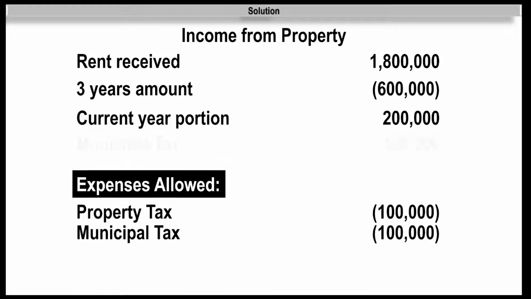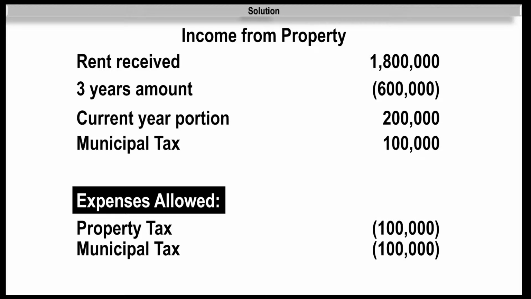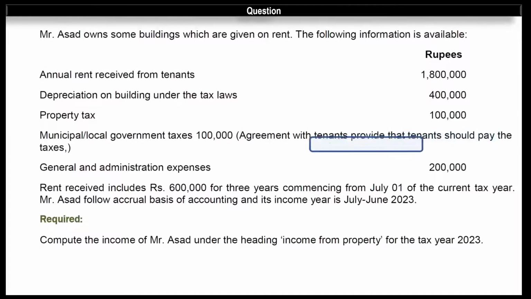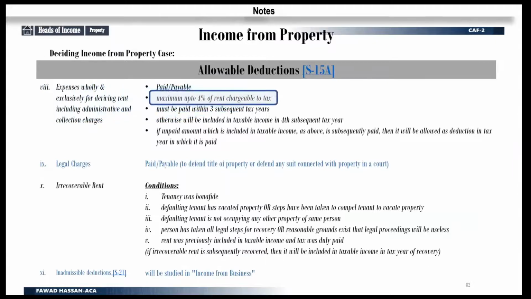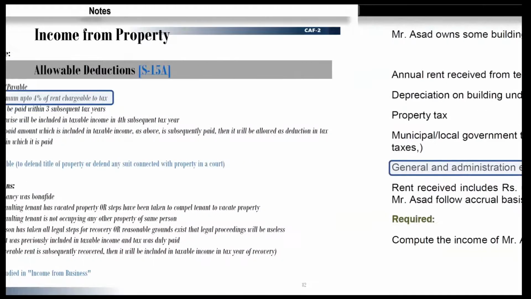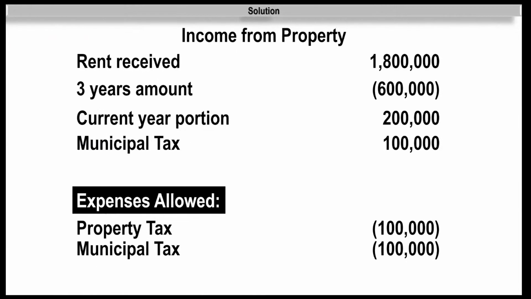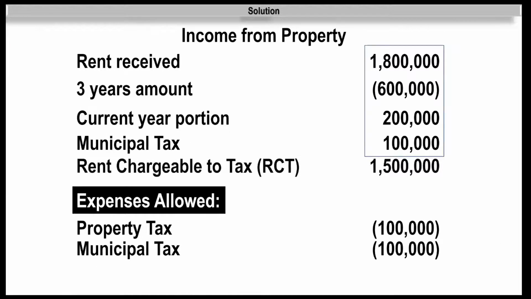Next information is about general administration expense of rupees 200,000. Recall notes slide. Administrative expenses are allowed maximum up to 4% of rent chargeable to tax. Let's solve it in our solution. First calculate rent chargeable to tax. We will abbreviate it as RCT. Amount comes to rupees 1.5 million.